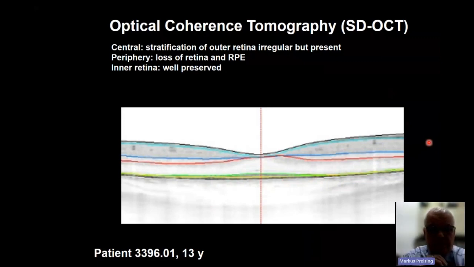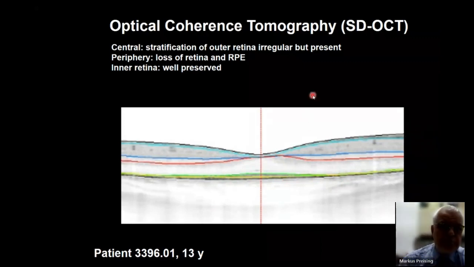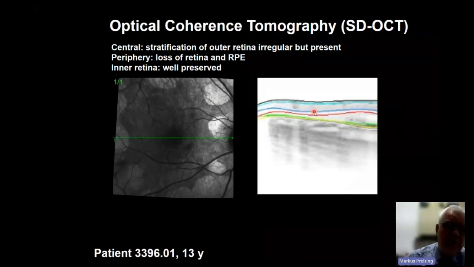The inner retinal layers in this patient are also well preserved, but in the periphery you will lose the functional structures very completely. Here in this infrared image you can see the areas where you have lost photoreceptors and RPE, and the central area where RPE and photoreceptors are more or less well preserved.